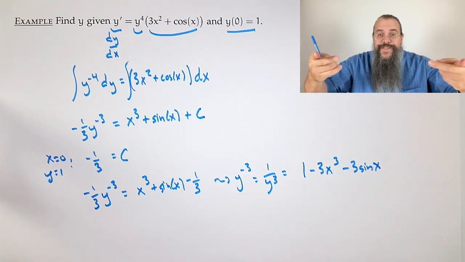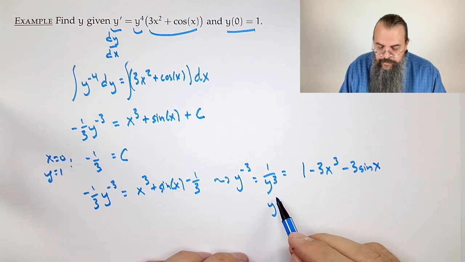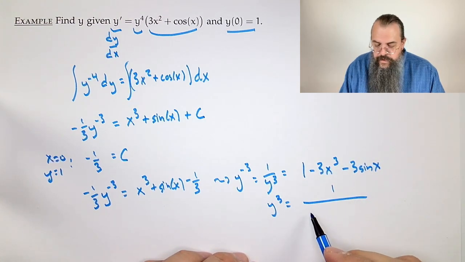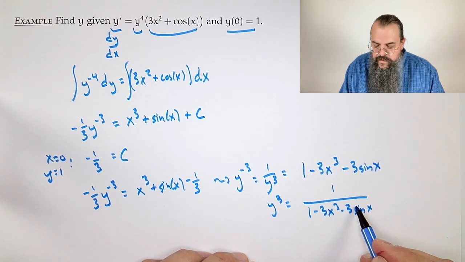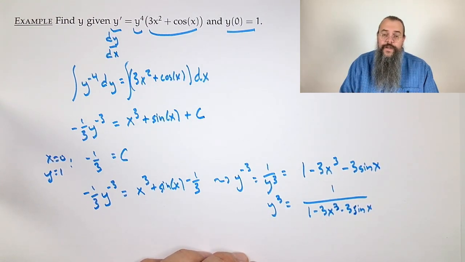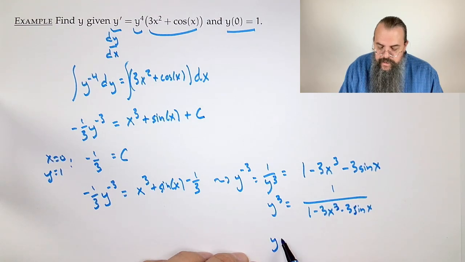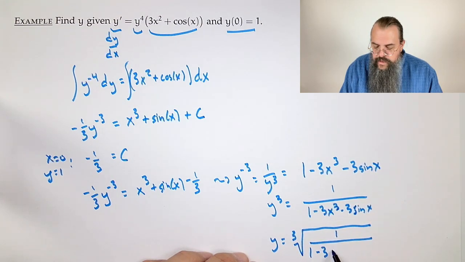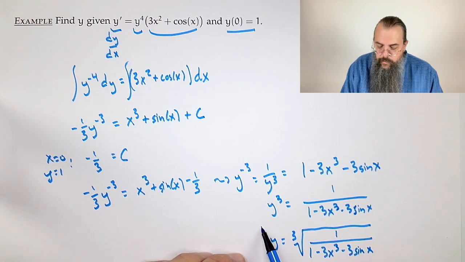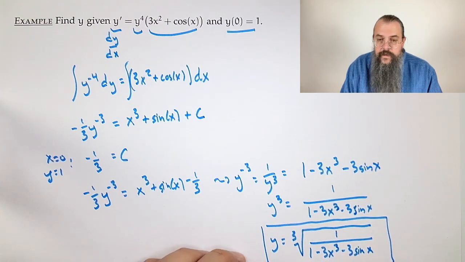Now, flip both sides. y cubed is 1 over this expression. And the last thing to do is get rid of that cube, which we can do by taking a cube root. So y is equal to the cube root of 1 over 1 minus 3x cubed minus 3 sine x. And there you go.